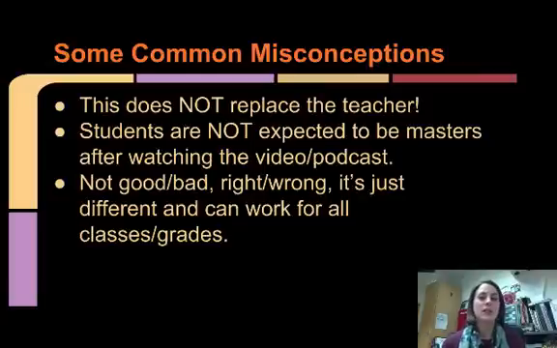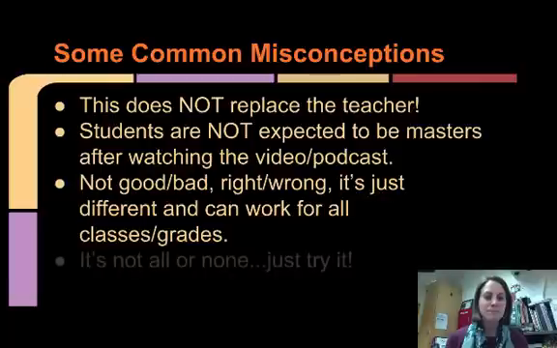We're also not saying that this is good versus bad or right versus wrong. We're saying that flipping your classroom is different, and it could work for all classes and grades. There are teachers who are flipping their classrooms at the elementary level, and there are also college professors who are flipping some of their lectures as well. So it's really age dependent, and you're giving them the material that's appropriate for that age group.